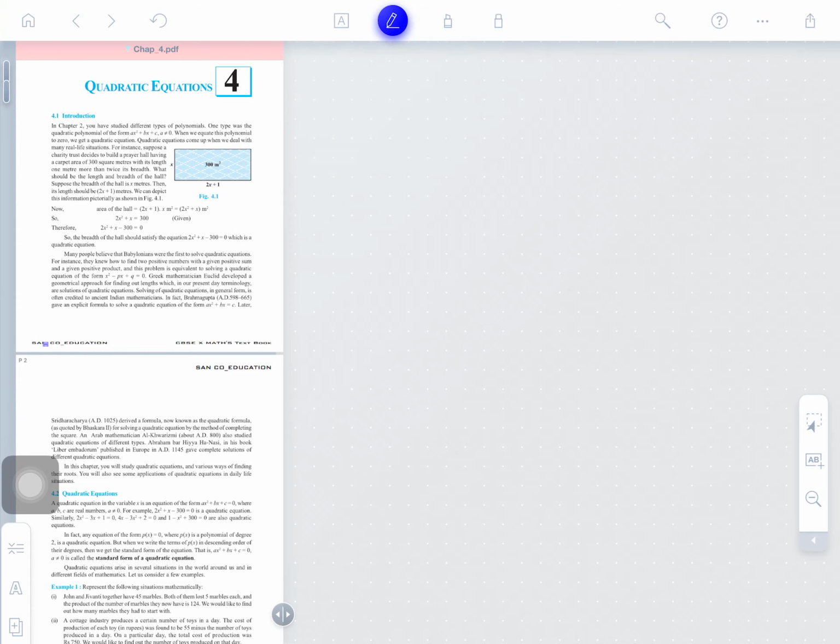Some of the polynomials I am writing before you, like 2x plus 3. What type of polynomial is this? Please tell me. This is called a linear polynomial p(x), clear?